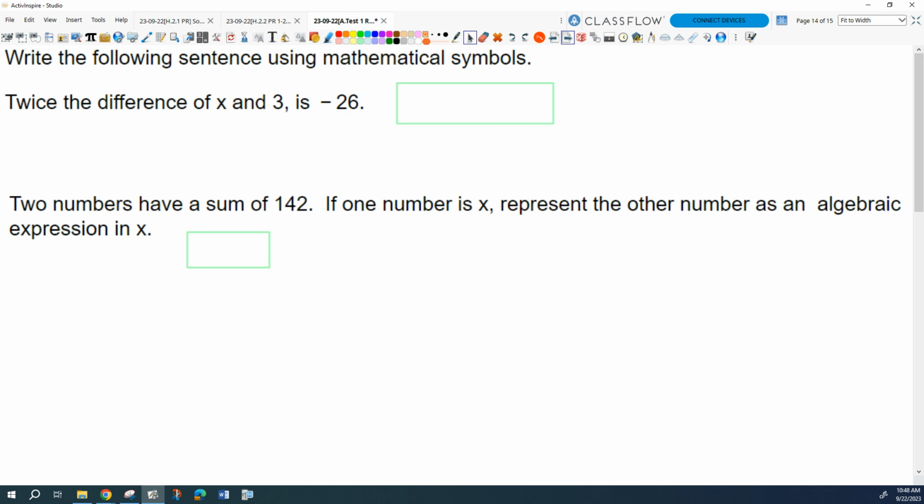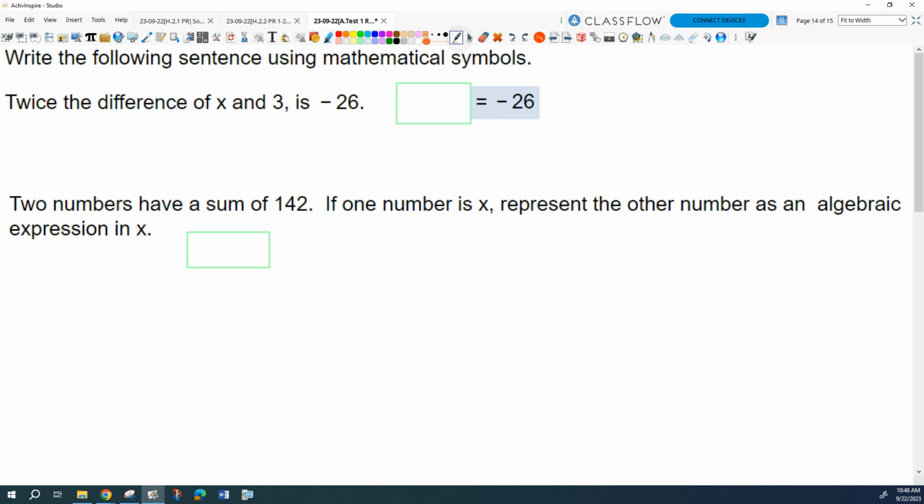Okay, we're getting there. Write this sentence using mathematical symbols. Twice the difference of x and 3 is negative 26. Well, let's start with the easy part. What's the "is" negative 26? Equals. Okay. Equals negative 26.